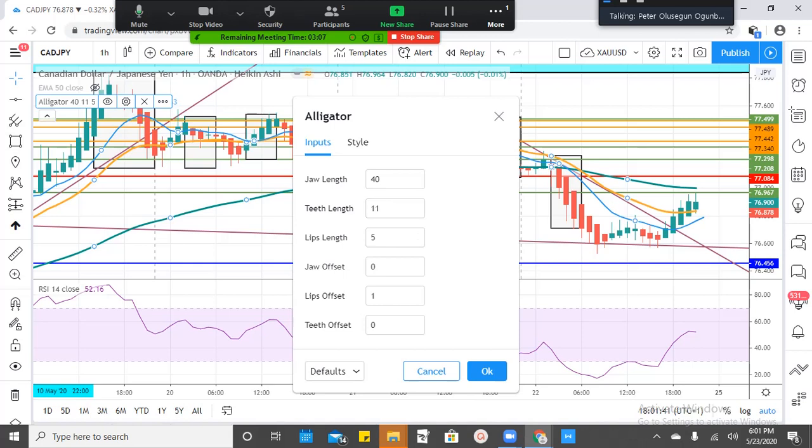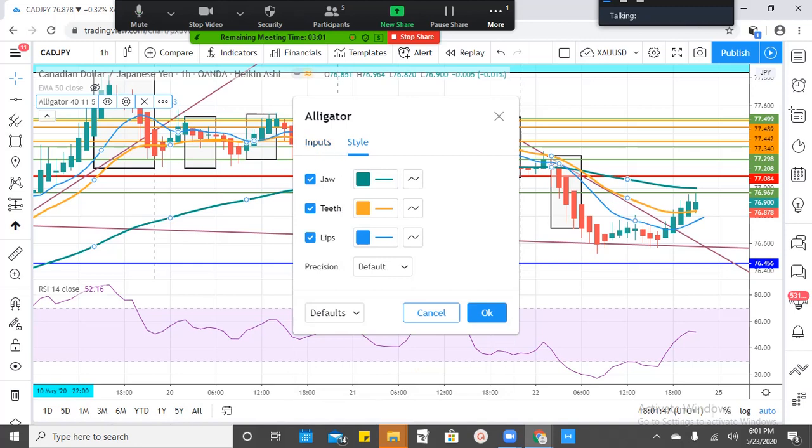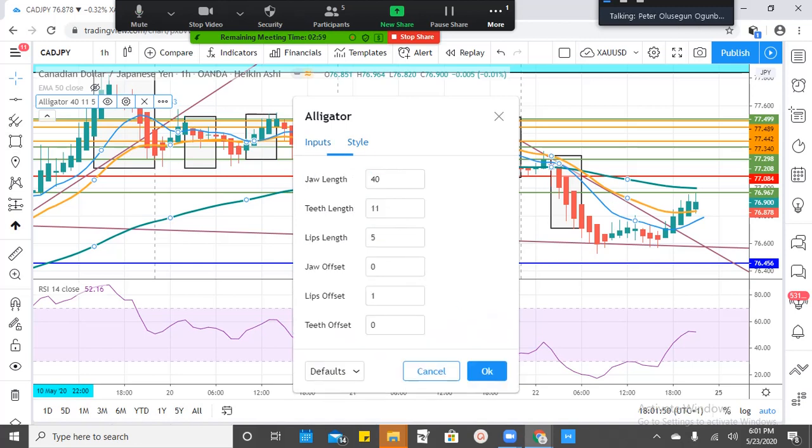So if you want to see the offset, for instance, let me pick the jaw. Let me look at the style, the inputs rather. So if you pick the, okay, good. So the offset of everything, the offset of the jaw, is 0.